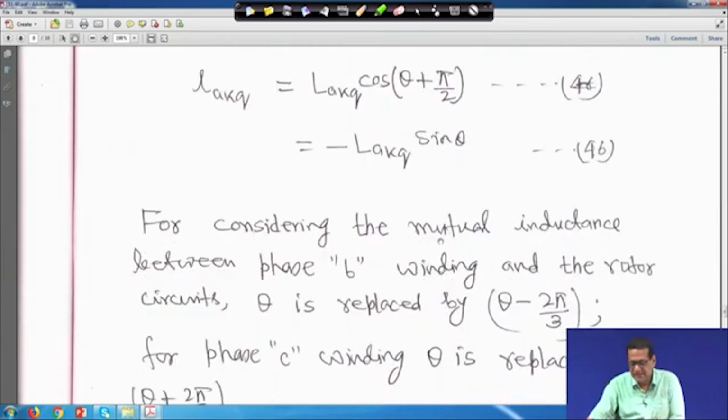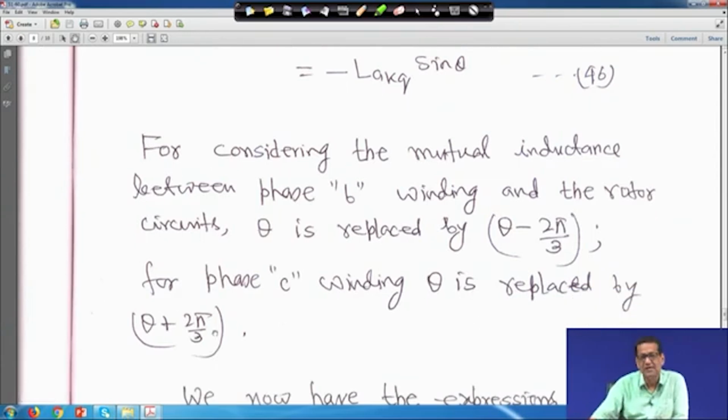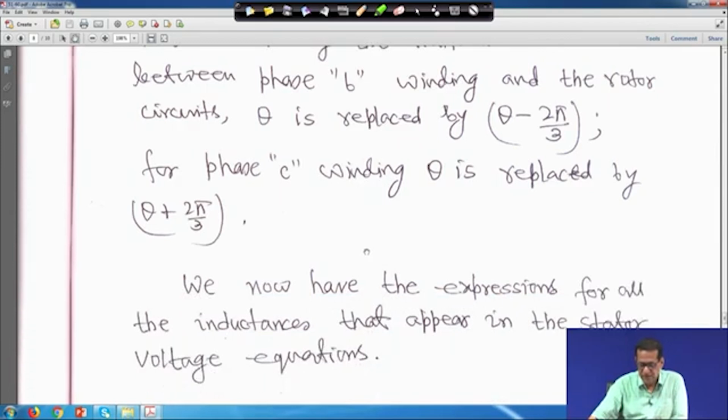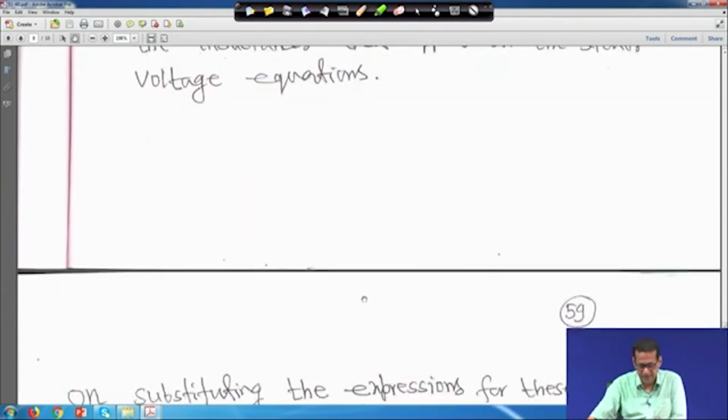Now, for the mutual inductance between phase B winding and the rotor circuit, theta is replaced by theta minus 2 pi by 3, and for phase C winding, theta is replaced by theta plus 2 pi by 3, because of the same philosophy from the symmetry. Therefore, we now have the expressions for all the inductances that appear in the stator voltage equation, right.